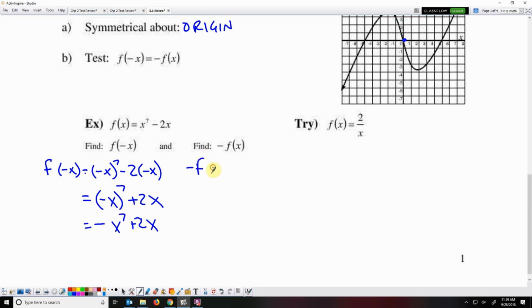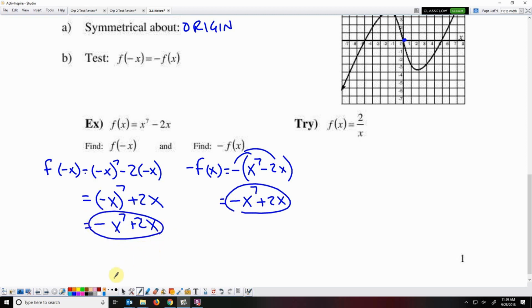Now, the opposite of f of x is the opposite of this entire function. So I distribute that negative, and I get the opposite of x to the 7th plus 2x, and those are the same. So this is an odd function. It does have symmetry about the origin.